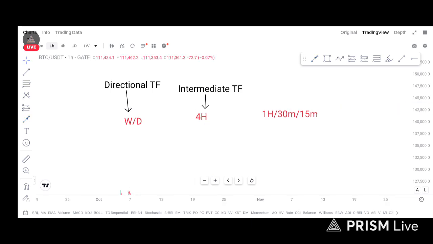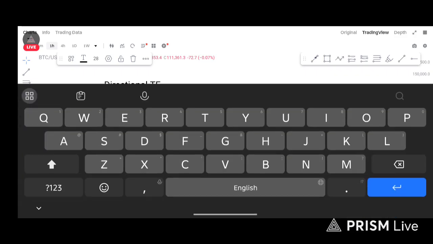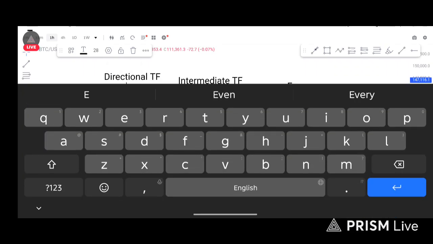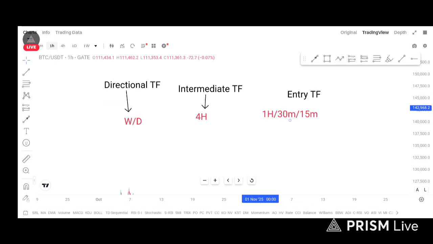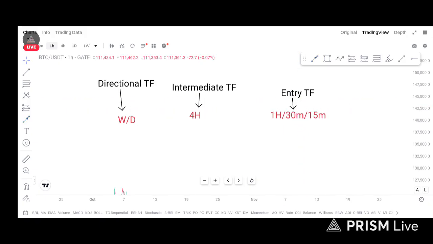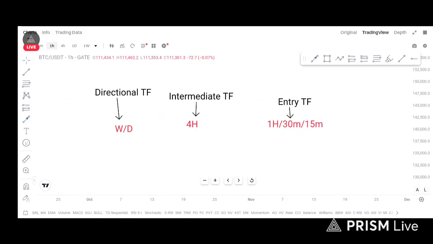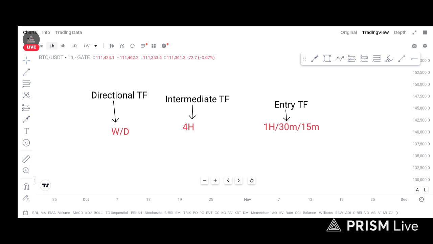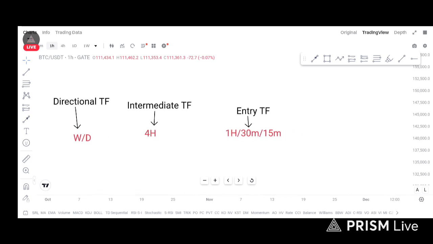So all these time frames are very, very important. One can't do without the other. This one is for entries. All of them are helping each other. One can't do without another. So you can screenshot this so that you don't get confused.